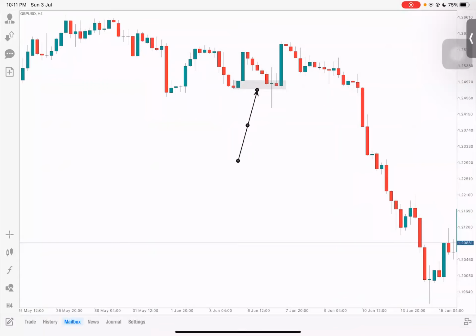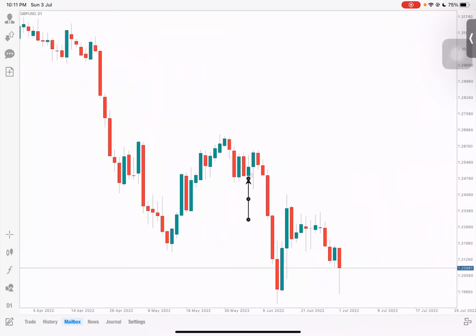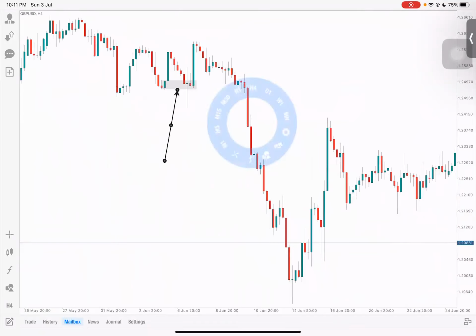So how do you want to double confirm? Go one time frame higher. Go where? Daily. Check on daily. Where is it? This one, right? Wait, I'm starting to get confused already. Okay, go to the daily.